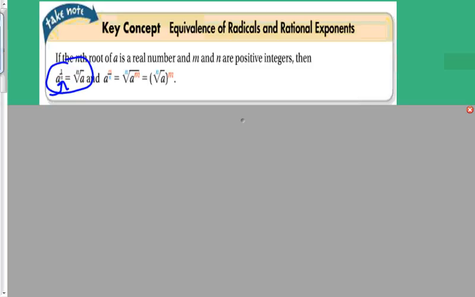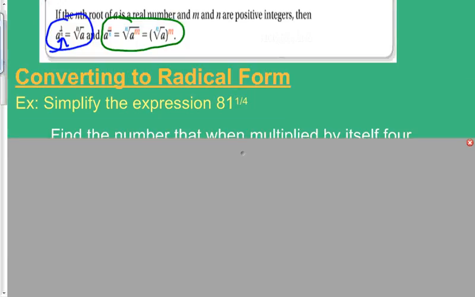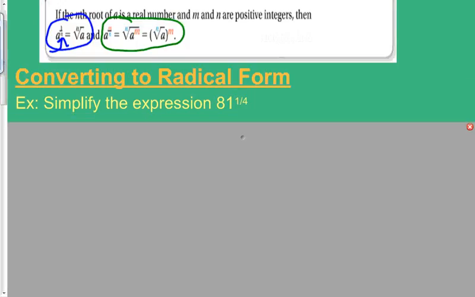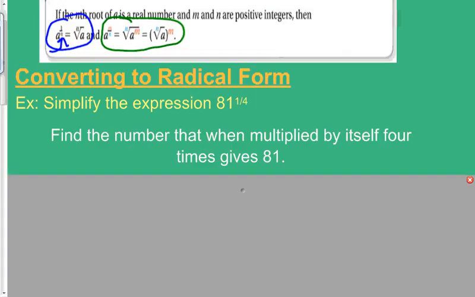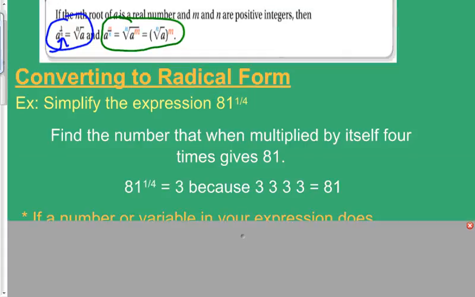So we'll give some examples. Same thing as this. This will be a little bit more challenging when we have something other than 1 on the top. But the number on the bottom is still going to be that nth root, but then the radicand is raised to the power of the m. So let's look at examples, because that'll show it a lot easier. So converting radical form. Simplify the expression 81 to the 1/4 power. In other words, we need to find the number that when multiplied by itself 4 times gives you 81.